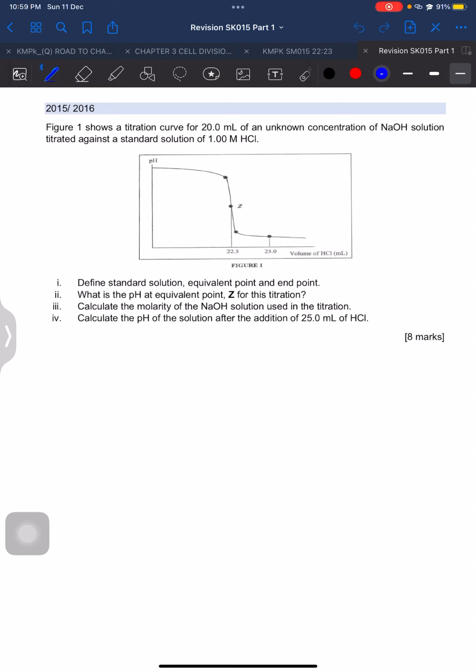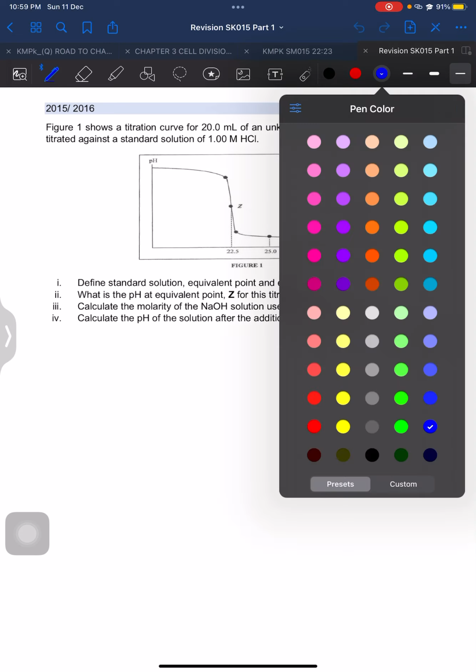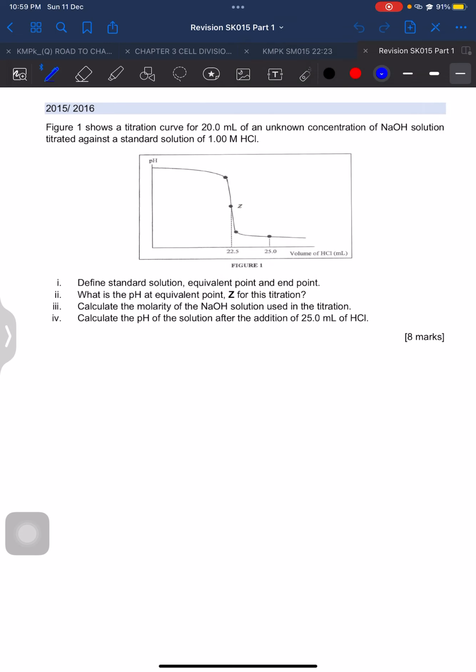This is chapter 7, ionic equilibrium, matriculation, Sem 1. So let's take a look at this question. Figure 1 shows the titration curve for 20 ml of sodium hydroxide solution titrated against a standard solution of 1 mole of hydrochloric acid. So now from this graph you can see the pH is high, then it drops down.